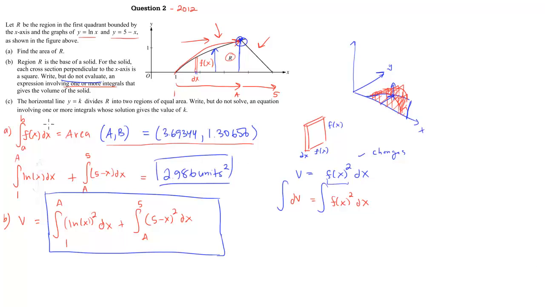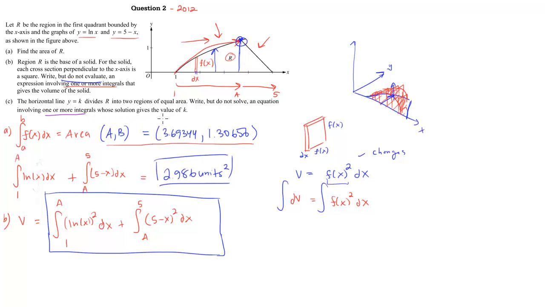So we've covered parts A and B of this problem, and now we're going to finally move on to part C. It says the horizontal line y equals k. Alright, so after we finish reading, I'm going to draw some arbitrary horizontal line here. Divides R into two regions of equal area. Write, but do not solve an equation involving one or more integrals, so it's an integral equation, whose solution gives the value of k.